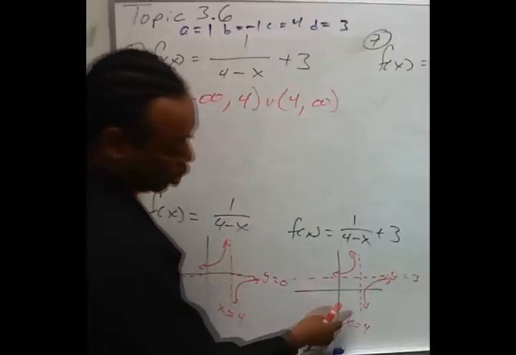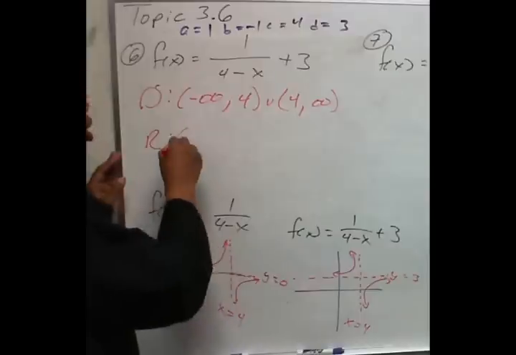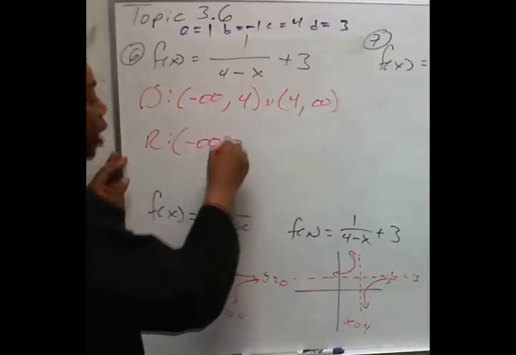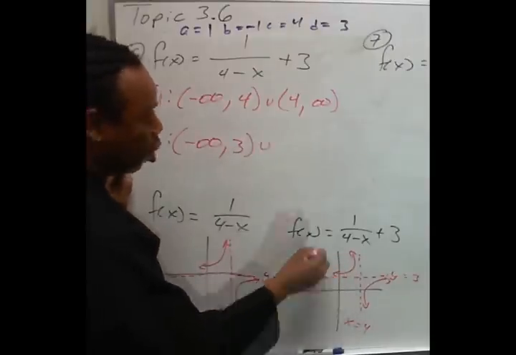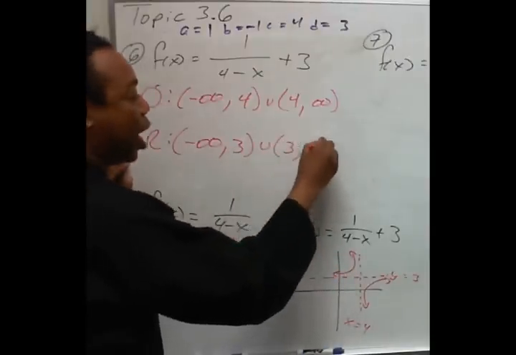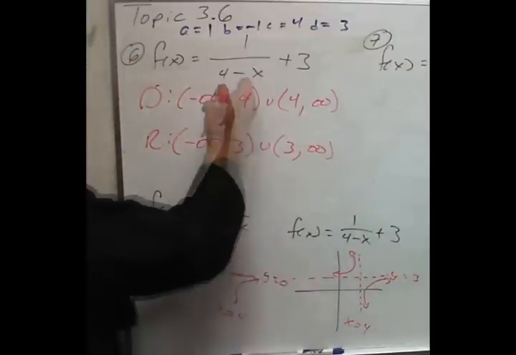The range asks first, how low does this graph go and how high does this graph go? That's as low as negative infinity, as high as 3. Union with this one right here, which goes as low as 3 and as high as positive infinity. So this is your domain and range for this function.